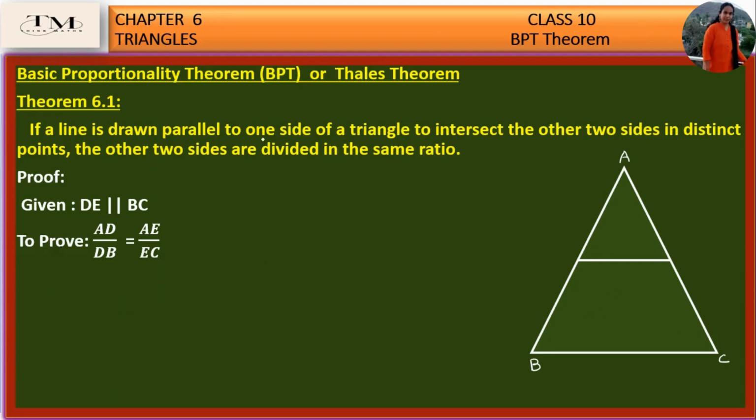If a line is drawn parallel to one side of a triangle to intersect the other two sides in distinct points, the other two sides are divided in the same ratio. So this is the triangle ABC. We have taken DE parallel to BC. This line is parallel to BC and it intersects AB and AC at two distinct points. So if this is true, we have proved AD by DB equal to AE by EC in the Thales theorem or BPT theorem. We are going to use this in the converse part.